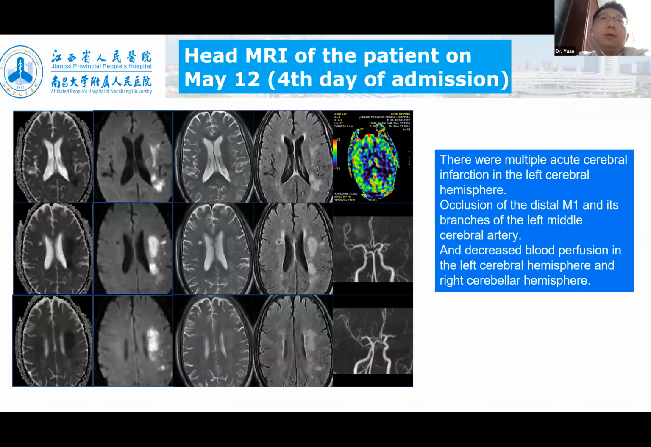Now we see the MRI of the patient on the 12th, the fourth day of the admission. There were multiple acute cerebral infarctions in the left cerebral hemisphere. We can see the right thumbs and a growing of the distal M1 and the branch of the left middle cerebral artery, and the decreased blood perfusion in the left cerebral hemisphere and the right cerebral hemisphere. And this M1 distal is growing.